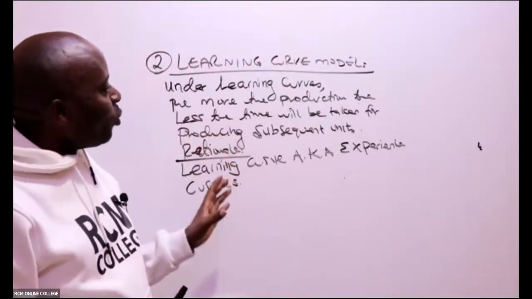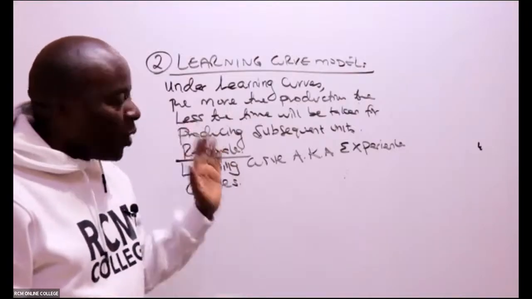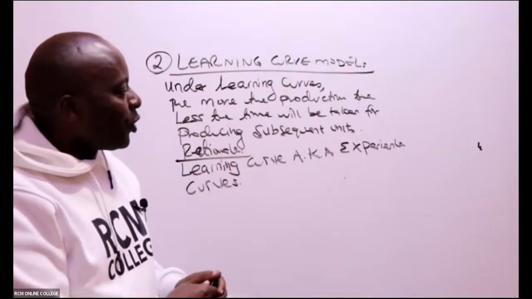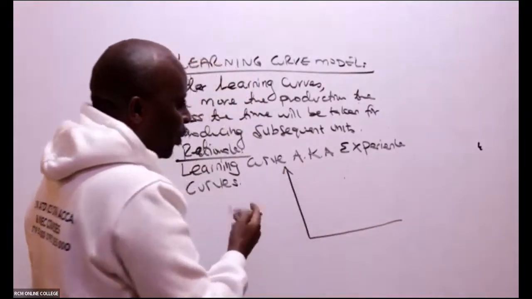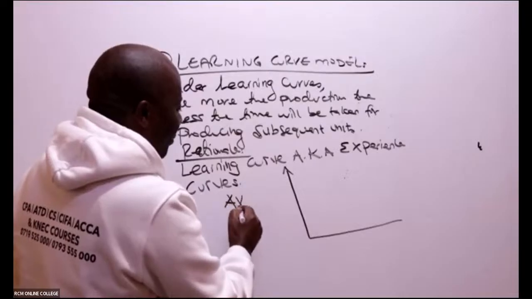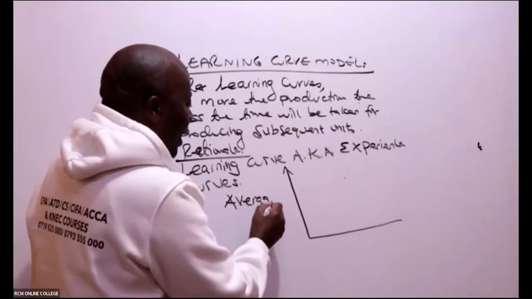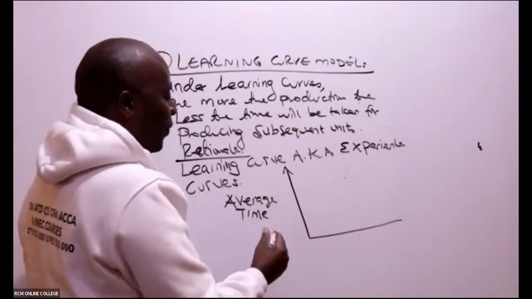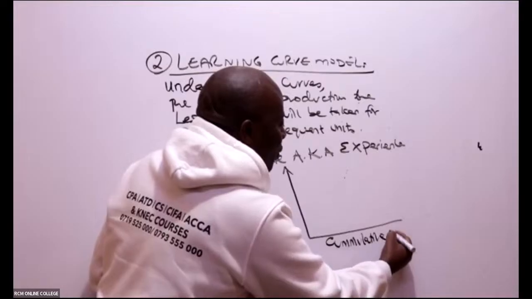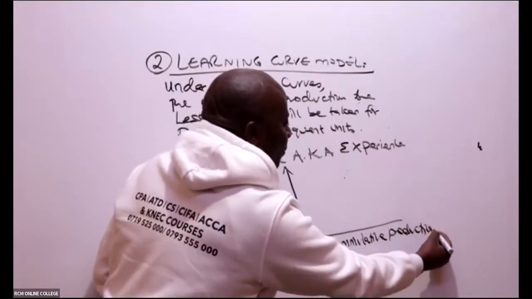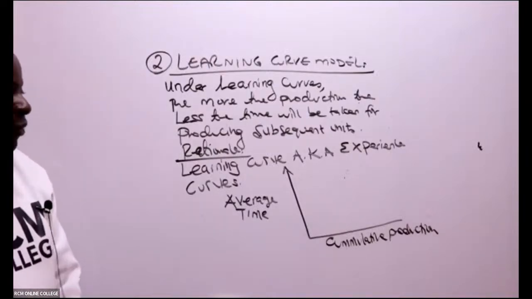For us to appreciate what Mwalimu is talking about, before we start doing questions, I would want us to capture this on a graph. So graphically, what are we talking about, my great students? We have what we call average time versus cumulative production.